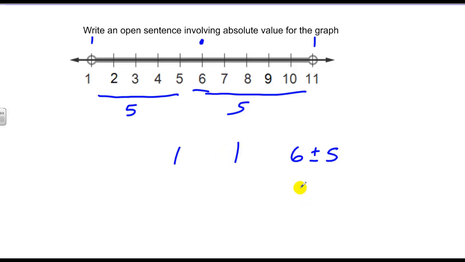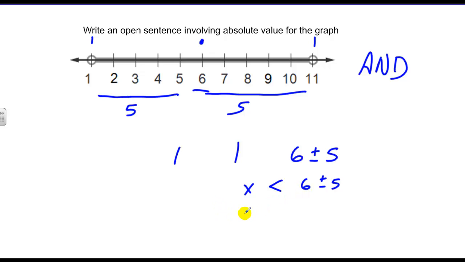All right. Now, let's start here. Say x, 6 plus or minus 5. But since, notice, this is shaded in between, that looks like an and type problem. So and corresponds to less than. So I'm going to throw that right in here.